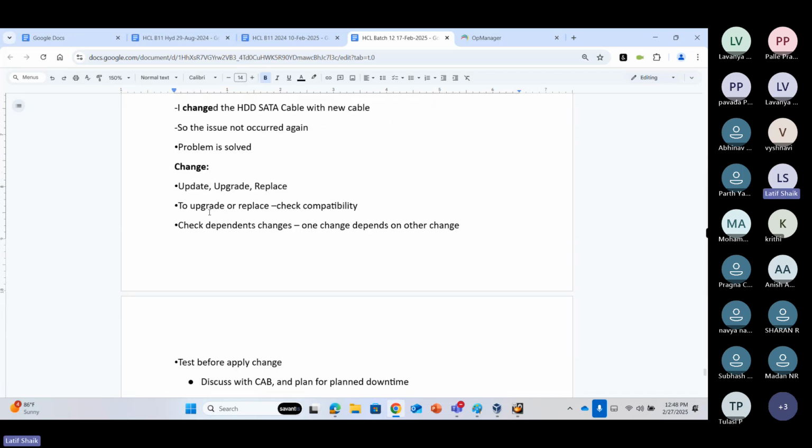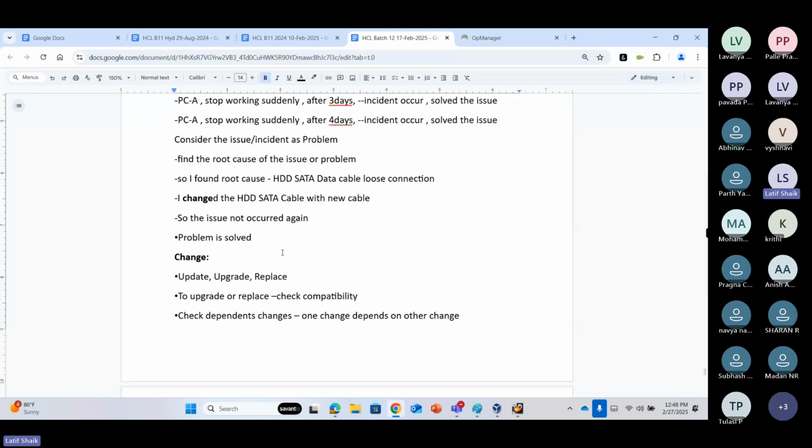Next is change. Change is very important. When you do some updations, upgradations, or replacements, like you want to update your application or your remote software, deploy new versions, new deliveries, or you want to increase your infrastructure size, add extra servers, replace a disk or replace the RAM. Whatever it is, these three things are there: updations, upgradations, and replacements.